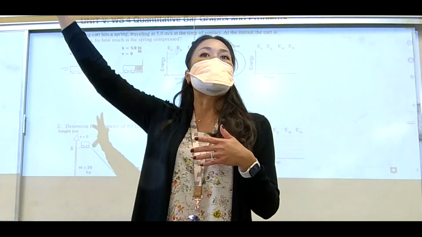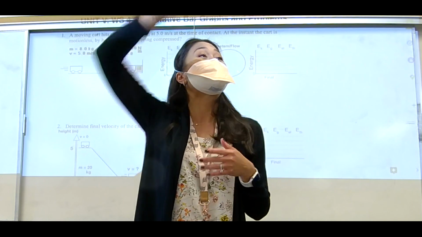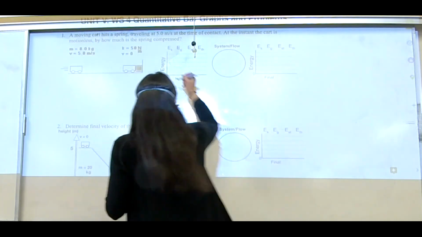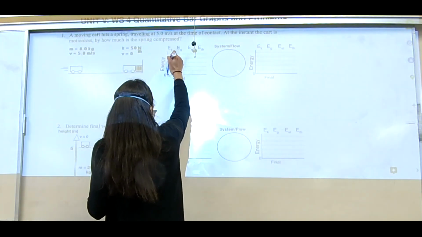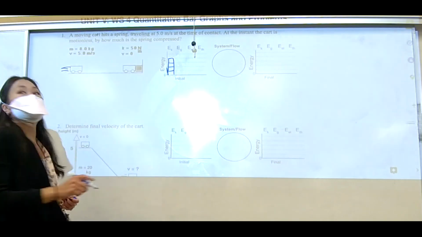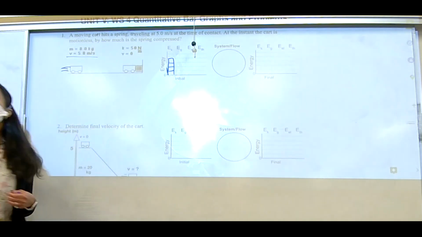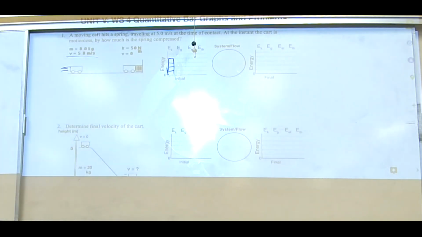What's my initial energy type? Can I get a new volunteer? Danny? Kinetic energy. If you see the motion lines, there is kinetic energy. Another hint. It gives you a velocity, which means that there's speed.